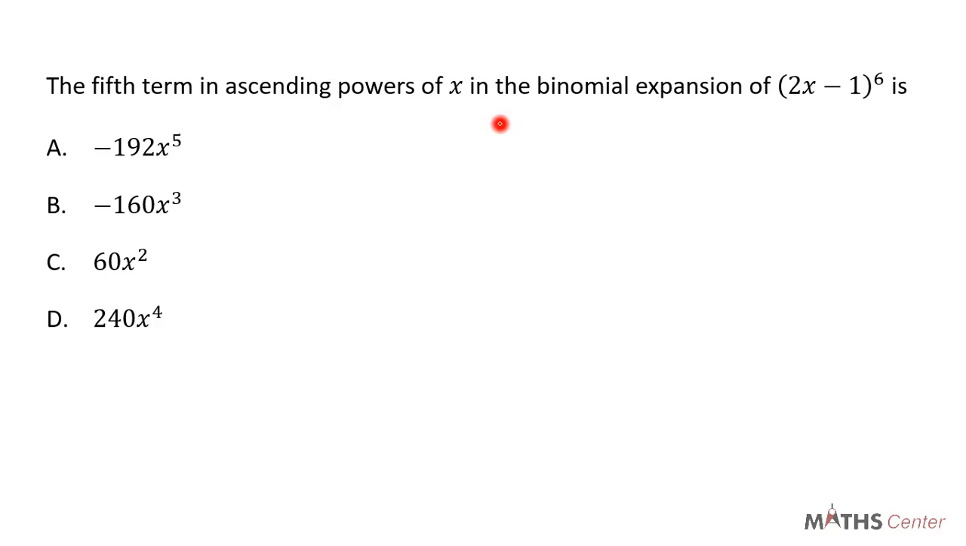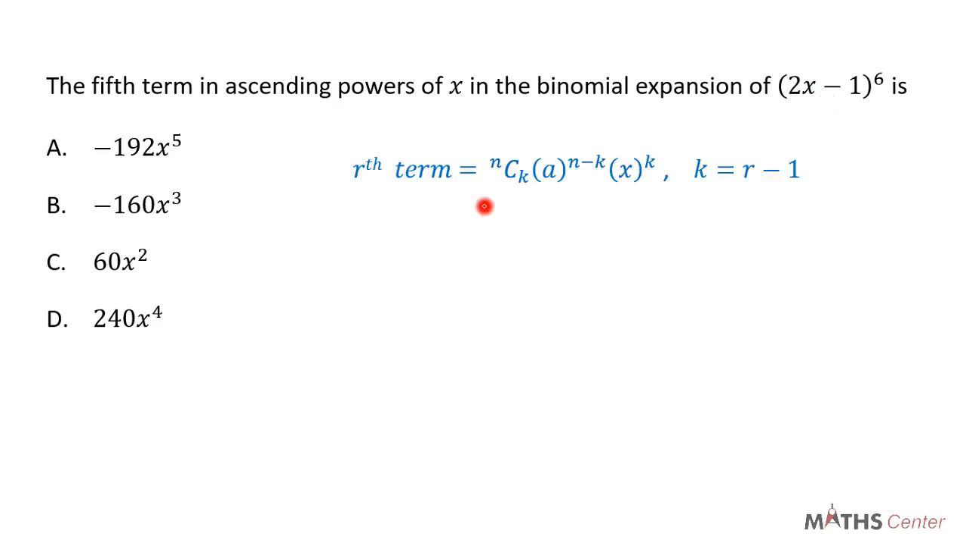We know that for x to be in ascending powers, then the term containing x should be the second term in the binomial expression. Here, the term containing x is 2x. It is the first term. So it means that we have to rearrange it such that 2x will be the second term. Because if 2x is the second term, then in the binomial expansion, x will be in ascending powers.